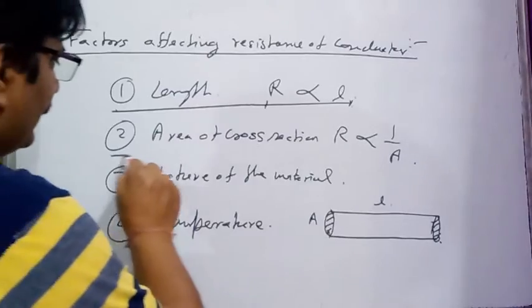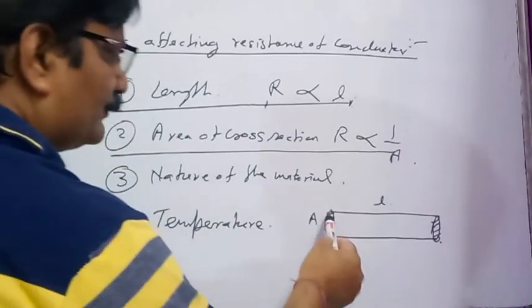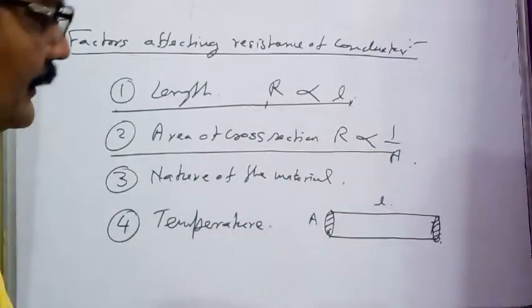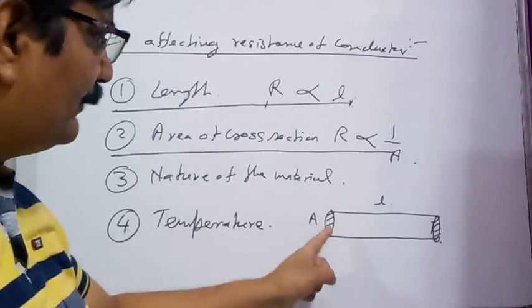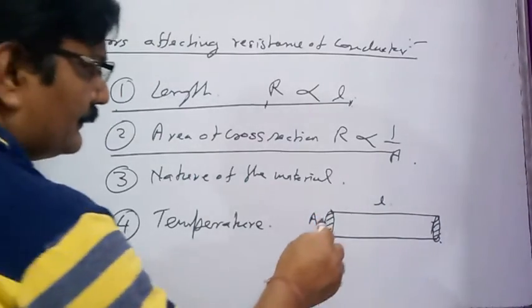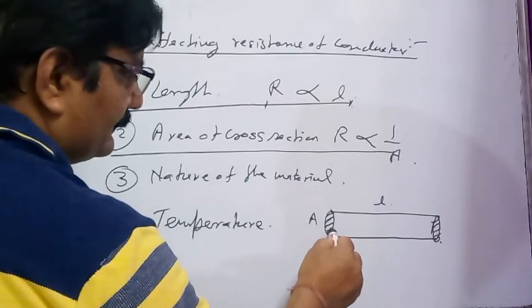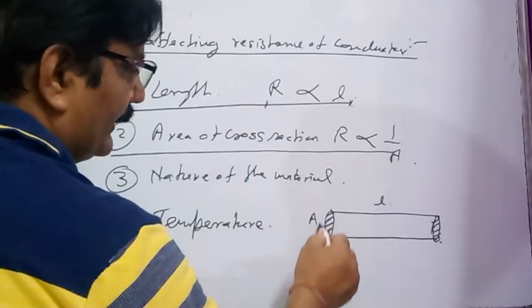The second factor is area of cross section. Suppose that the conductor is cylindrical in shape. If the conductor is cut anywhere perpendicular to its length, the end face area is called the area of cross section.